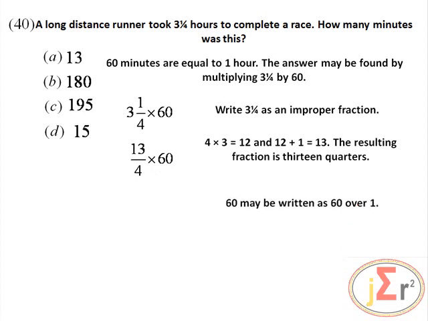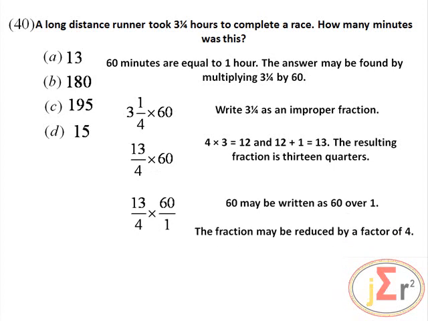But what do we say? 60 may be written as 60 over 1. And then we may reduce the fraction. So the fraction may be reduced by a factor of 4. Why? 4 can go into 60, and 4 can go into 4. 4 into 4, 1. 4 into 60, 15. So we reduce that. So 13 multiplied by 15 is equal to 195. And this is option C. And that is the same answer that we got by working it out in our minds.